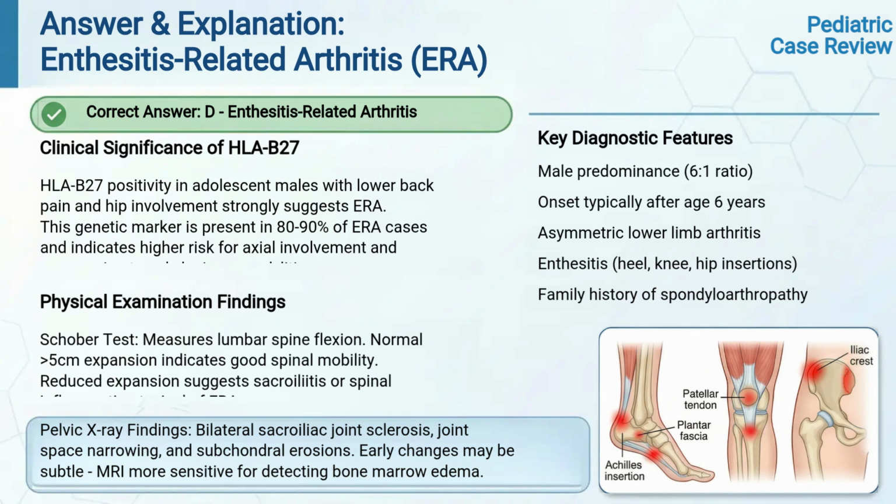The Schober test measures lumbar spine flexion. Normal expansion is greater than 5 centimeters, indicating good spinal mobility. Reduced expansion suggests sacroiliitis or spinal inflammation typical of this subtype. Pelvic X-ray may show bilateral sacroiliac joint sclerosis, joint space narrowing, and subchondral erosions, but magnetic resonance imaging is more sensitive for detecting early bone marrow edema.